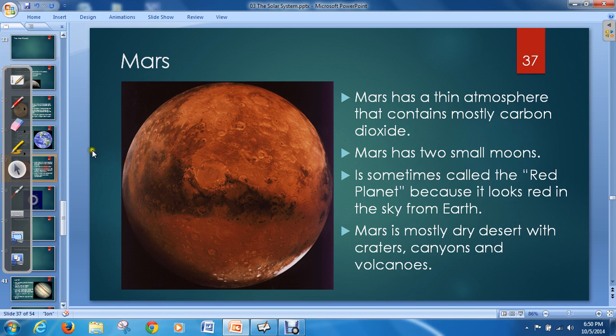All right, then we have Mars. So Mars, the red planet. In Roman mythology, Mars was the god of war, and because of its nice red glow in the sky, they associated it with blood and war and courage and all those things, and so they thought it was Mars, the god of war. So if you look at Mars, though, it has a very thin atmosphere. It's mostly carbon dioxide. It also has two moons, whereas we only have one. It's called the red planet because it looks red in the sky, and it mostly has dry desert, craters, canyons, and volcanoes.